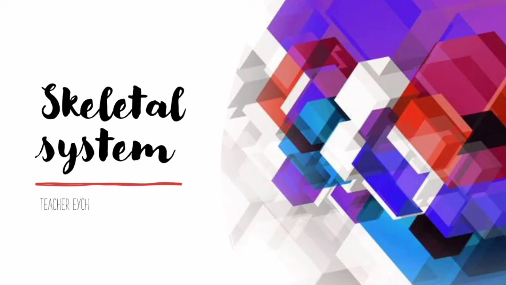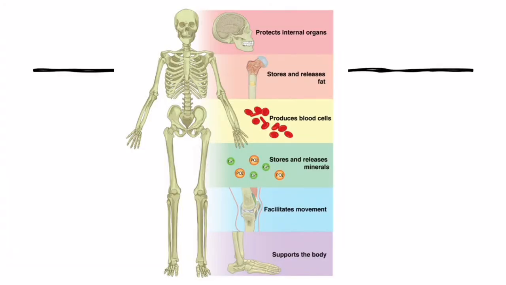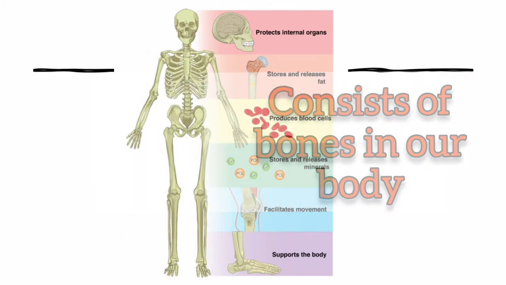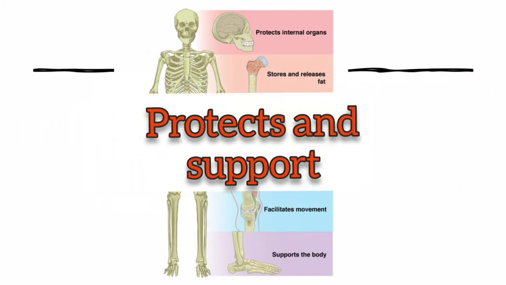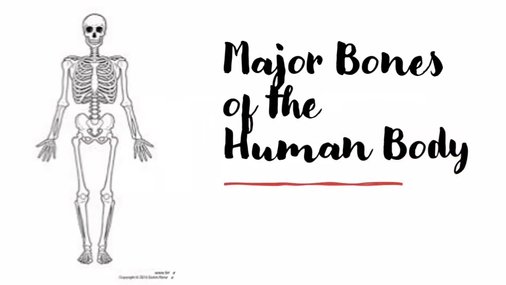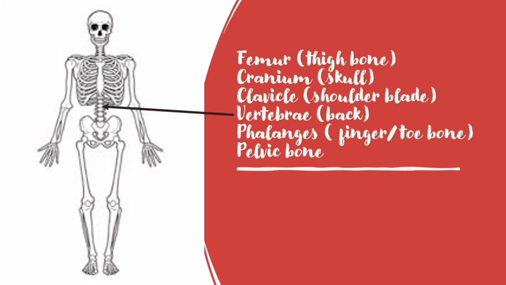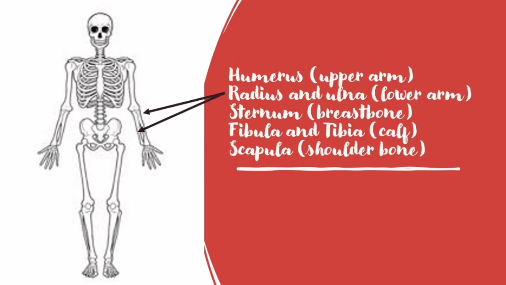That is the skeletal system. Before we end, again, what is the skeletal system? The skeletal system consists of our bones in the body, and it protects the vital organs and supports our body. There are different major bones of the body, and these are the femur, cranium, clavicle, vertebrae, phalanges, pelvic bone, humerus, radius and ulna, sternum, fibula and tibia, and the scapula.